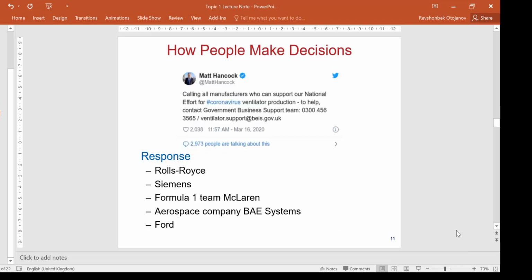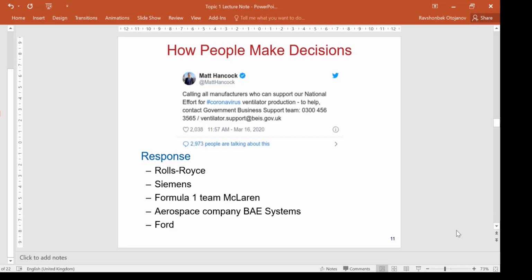I will give an example here. Back in March, this is Matt Hancock calling all the manufacturers who can produce oxygen ventilators. This, like many other products, was in short supply. And then companies responded, and the response was pleasantly surprising. Response came from Rolls-Royce. Rolls-Royce, as you know, produces some of the most expensive cars, and also jet engines. Siemens, Formula One team McLaren, you wouldn't expect them to do this. Aerospace company BAE Systems, they produce weapons, fighter jets, and Ford producing cars. You would expect that oxygen ventilators were usually produced by medical technology companies.